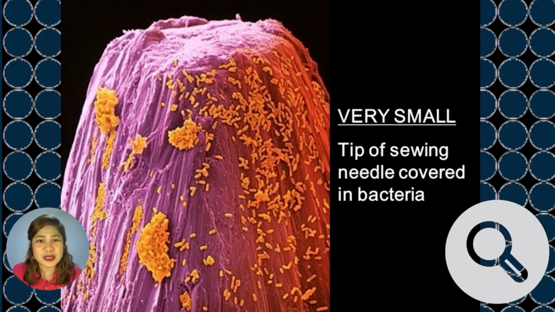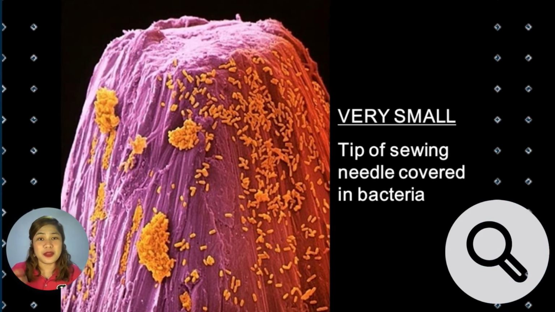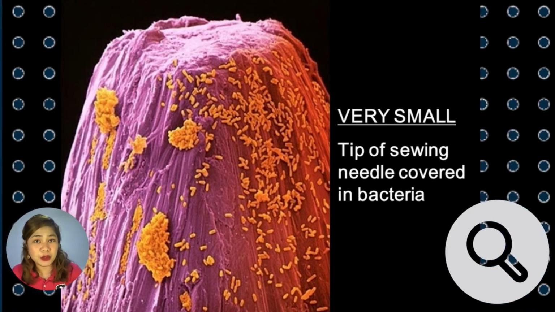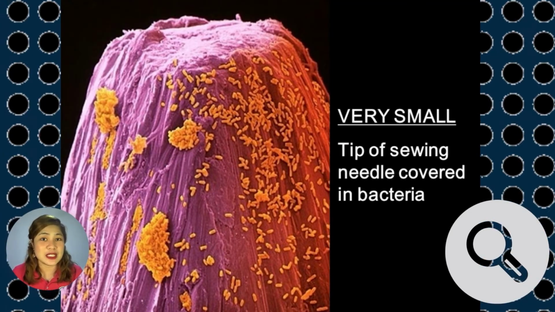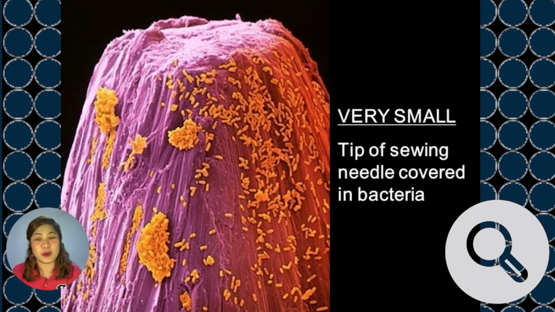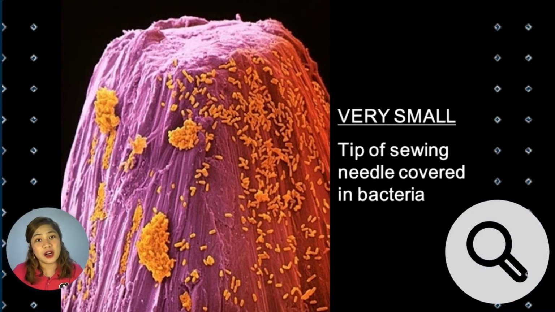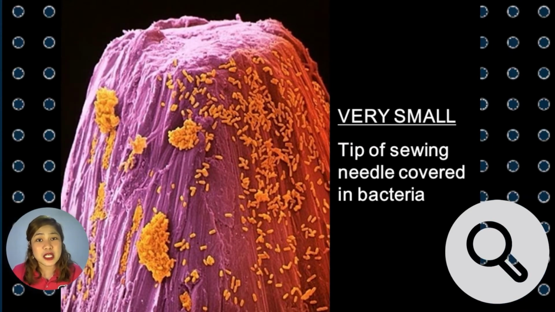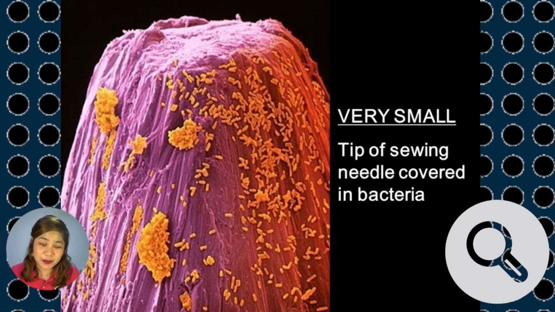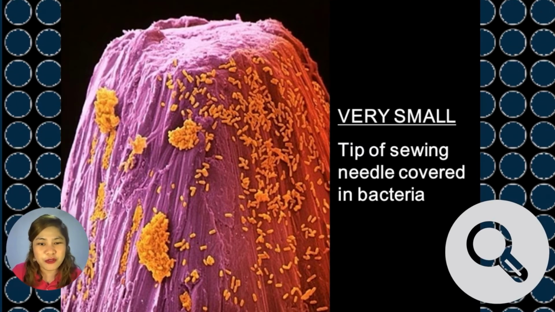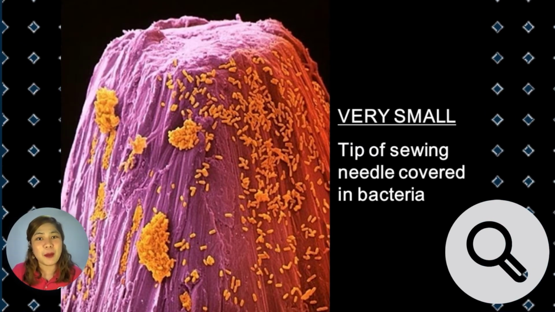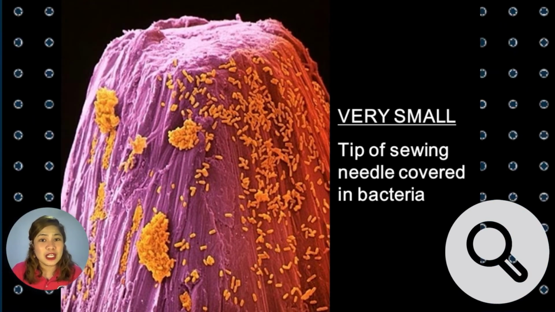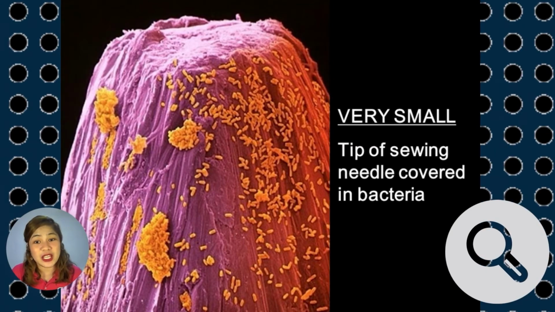Since microorganisms are very small, we cannot see those organisms by just using our naked eye. So we need to use an equipment or tool to see them, and that equipment is the microscope. As you can see there, this is the tip of a sewing needle, which is covered in bacteria. With a microscope, we can see the different microorganisms, even if it looks clean to our naked eye.